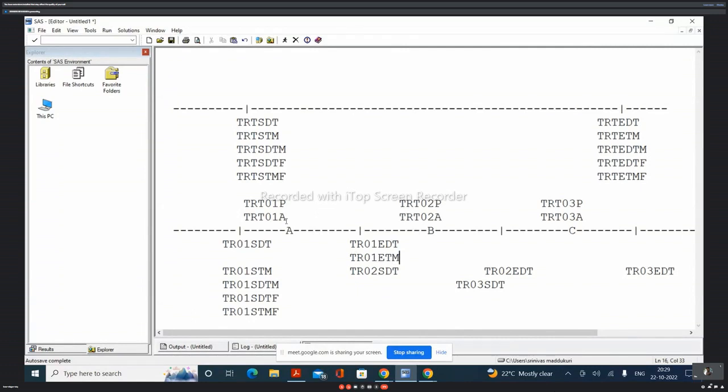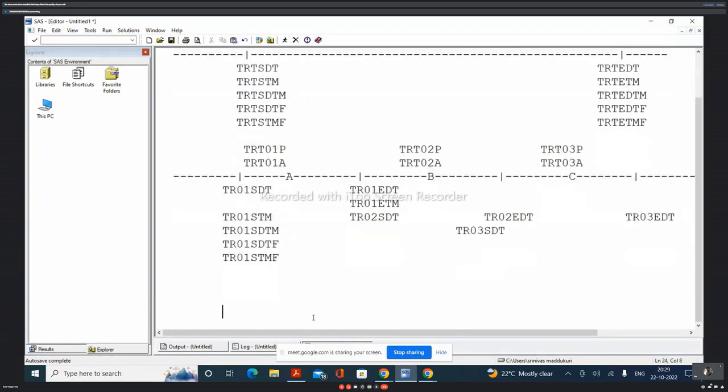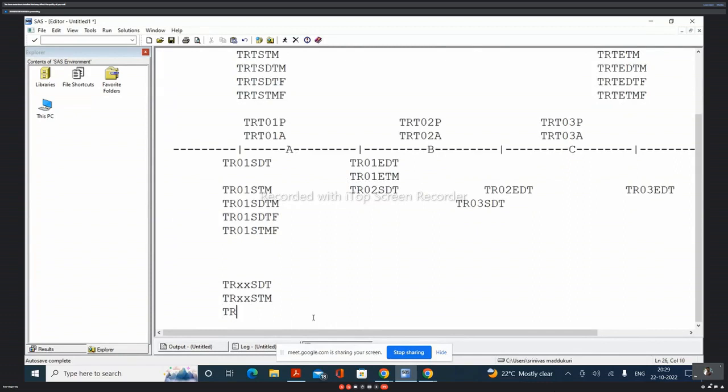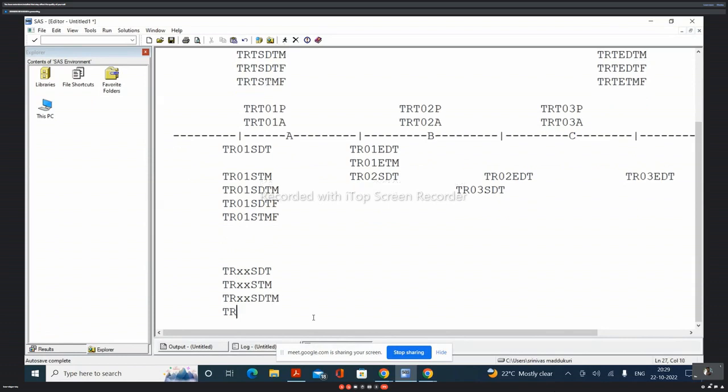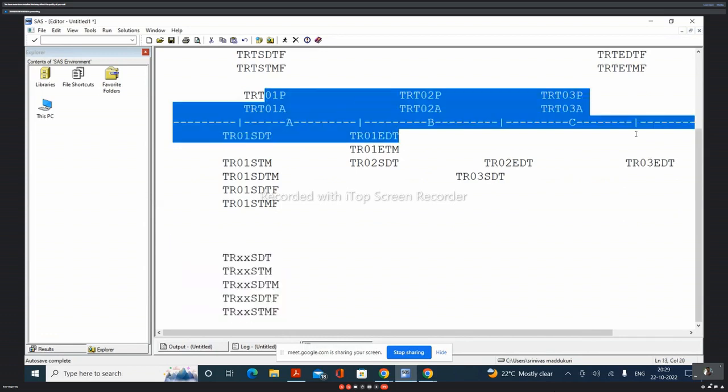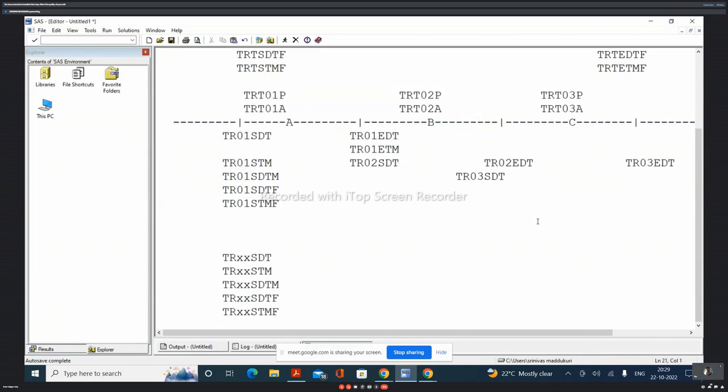So to explain this one, what is that general sequence I can write? TRXX SDT, TRXX STM, TRXX SDTM, then TRXX SDTF, TRXX STMF. So that means now we can have 3 times these 5 variables, because in this study I have 3 start dates, isn't it? It can be 01, 02, 03.